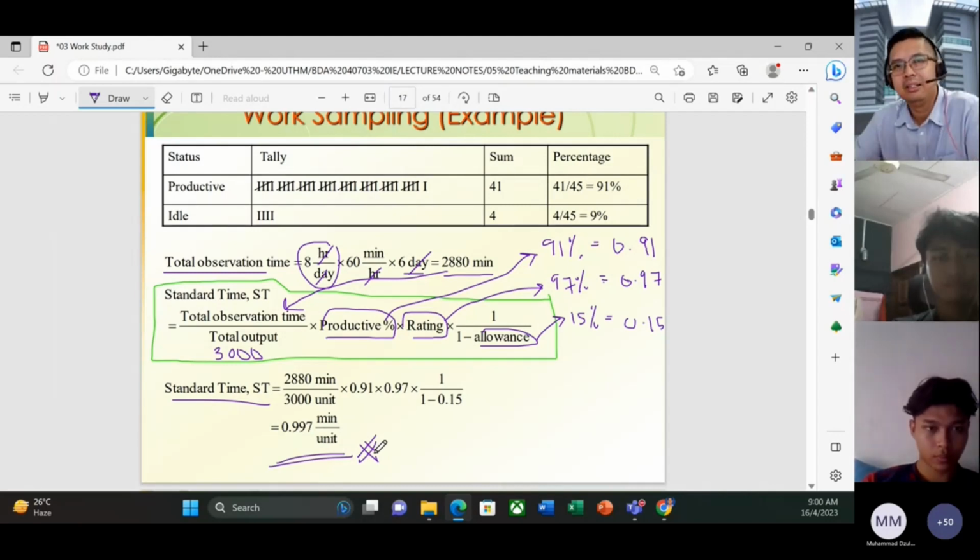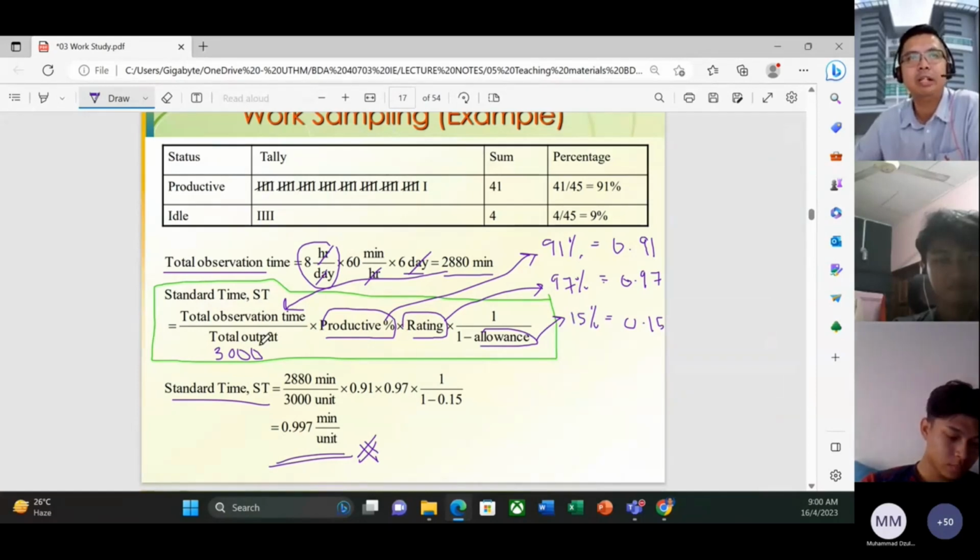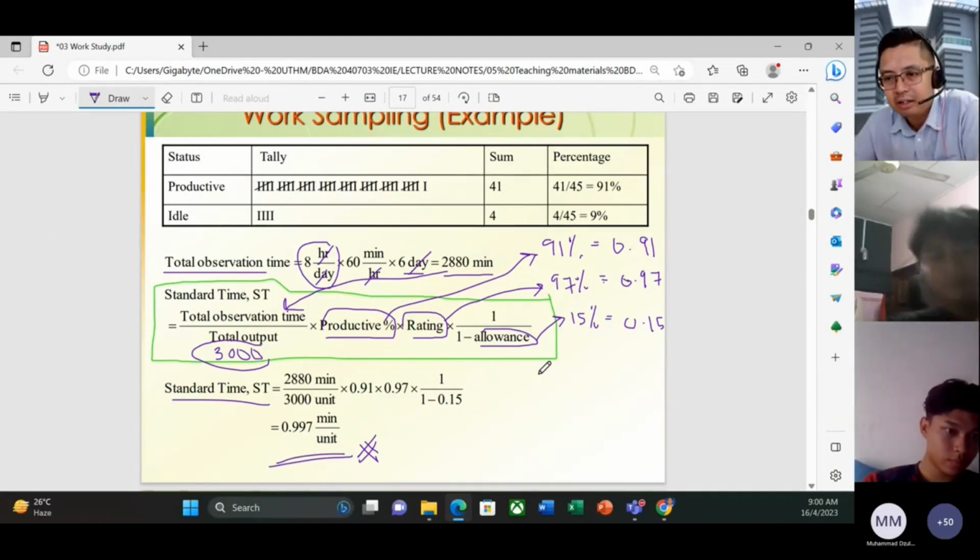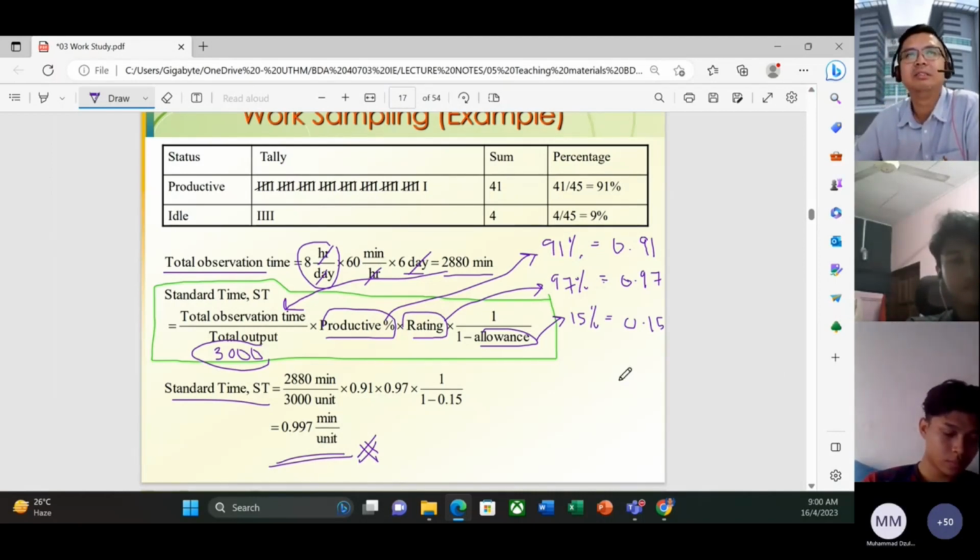Easy, right? Simple. If you just read it, you won't understand; I have to explain it one by one. How do you get the productive percentage? How do you get the rating score? How do you get the allowance factors or allowance percentage? How do we get the total output from here? And how to calculate the total observation time? So this is the step. Any questions so far to all my students? Everything clear? Fully understood? Okay, good.